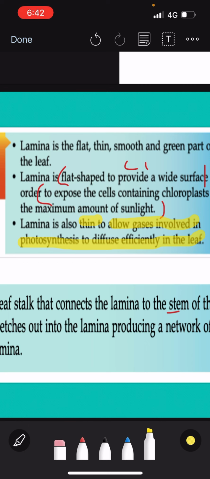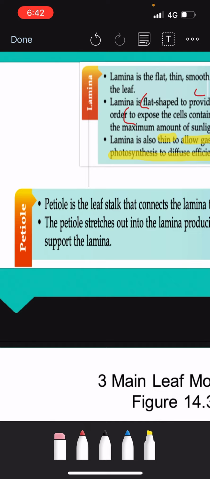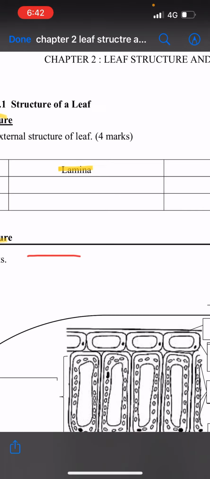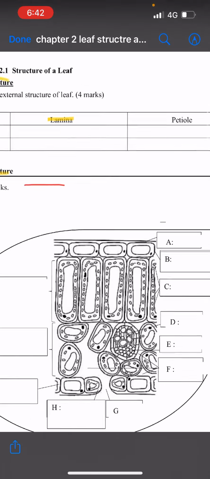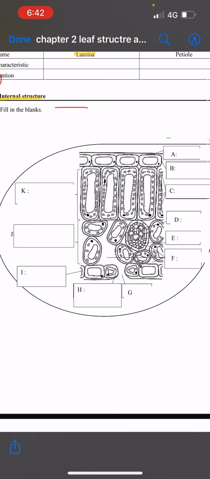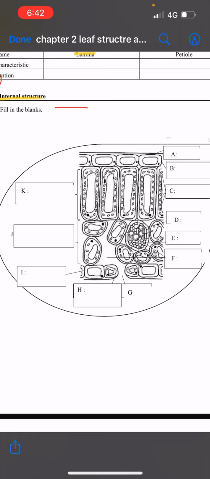So the same applies to all questions following the same format. You can try for petiole next. Try to answer here beside this. Try first. Now comes the internal structure. I guess you are already familiar with this diagram. In IGCSE you have learned this, so this is just a revision for you guys. Hopefully you still remember.